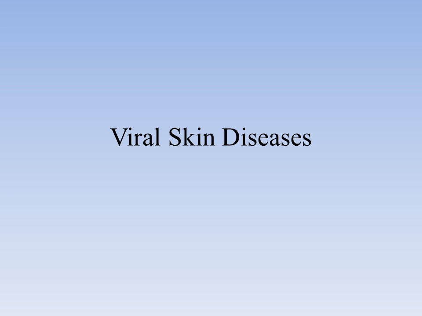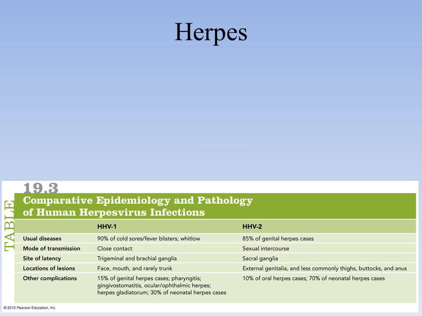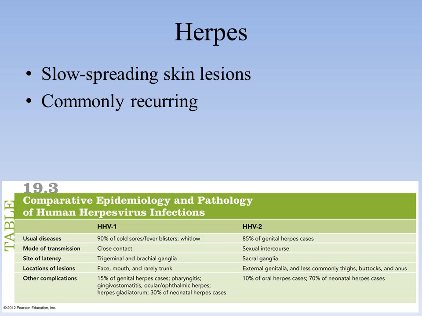Let's talk about some viral skin diseases. The one you probably think of first is going to be herpes. If you're going to think of a viral skin disease, you're going to think of herpes. Herpes causes slow-spreading skin lesions, lesions on the skin that spread relatively slowly. And they commonly are what's known as recurring.